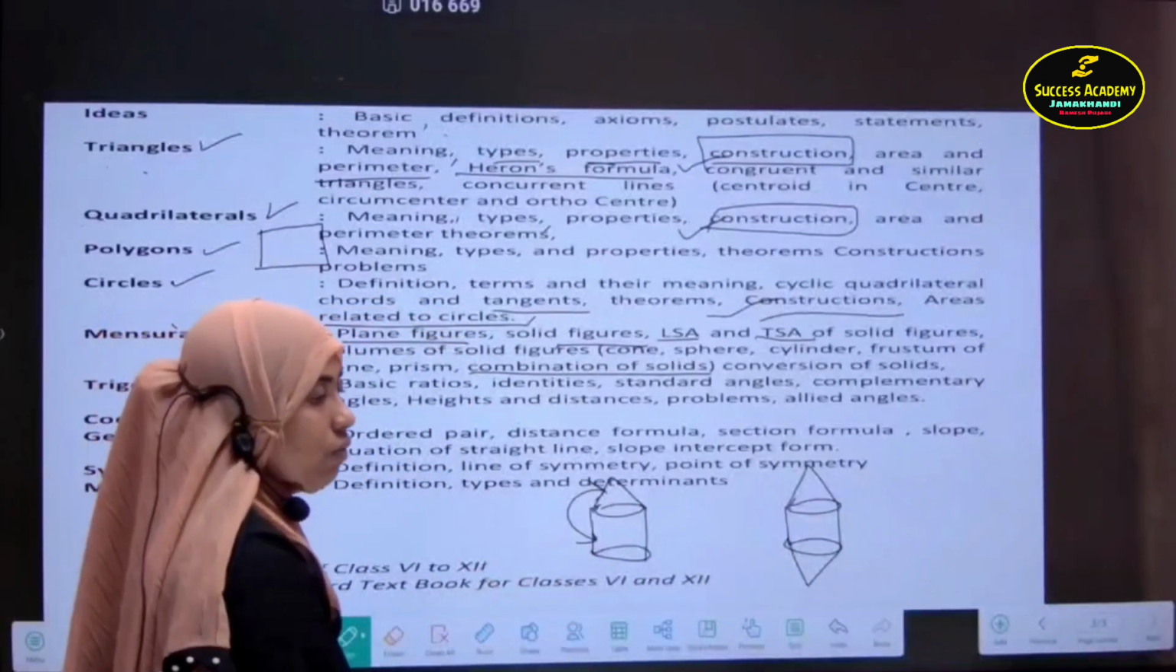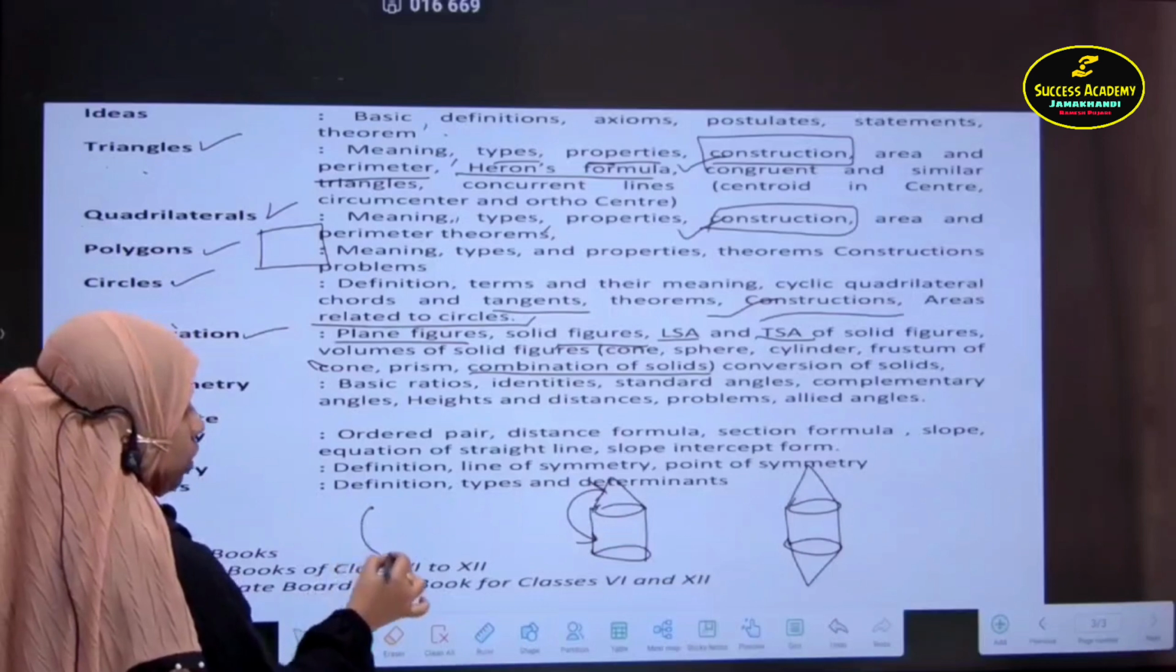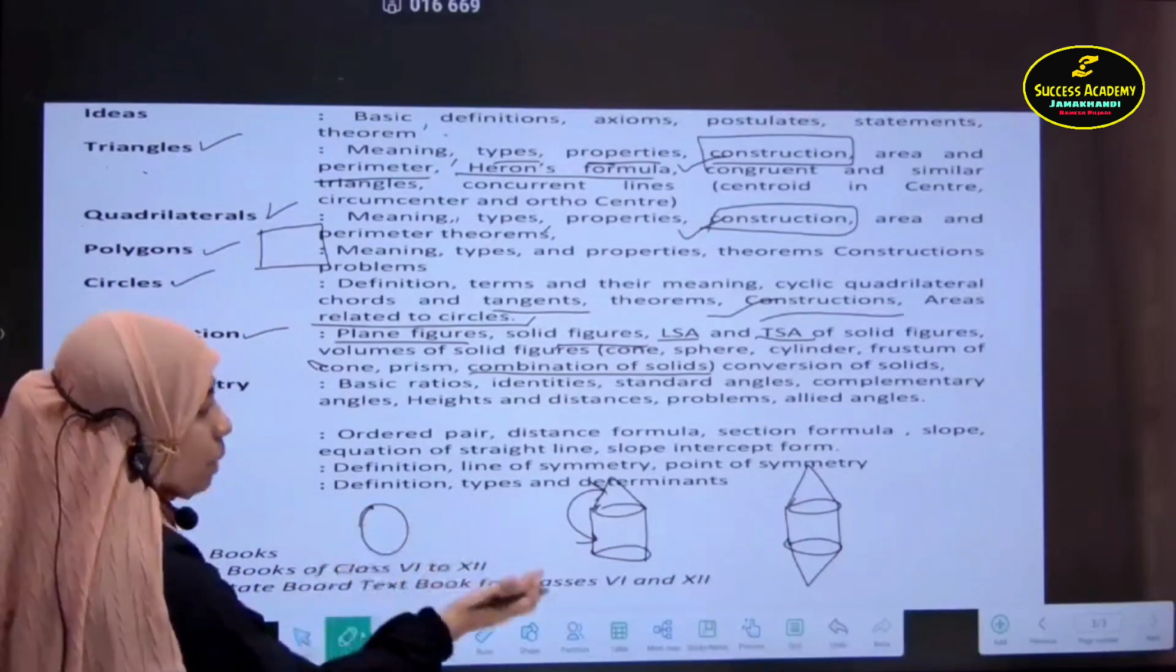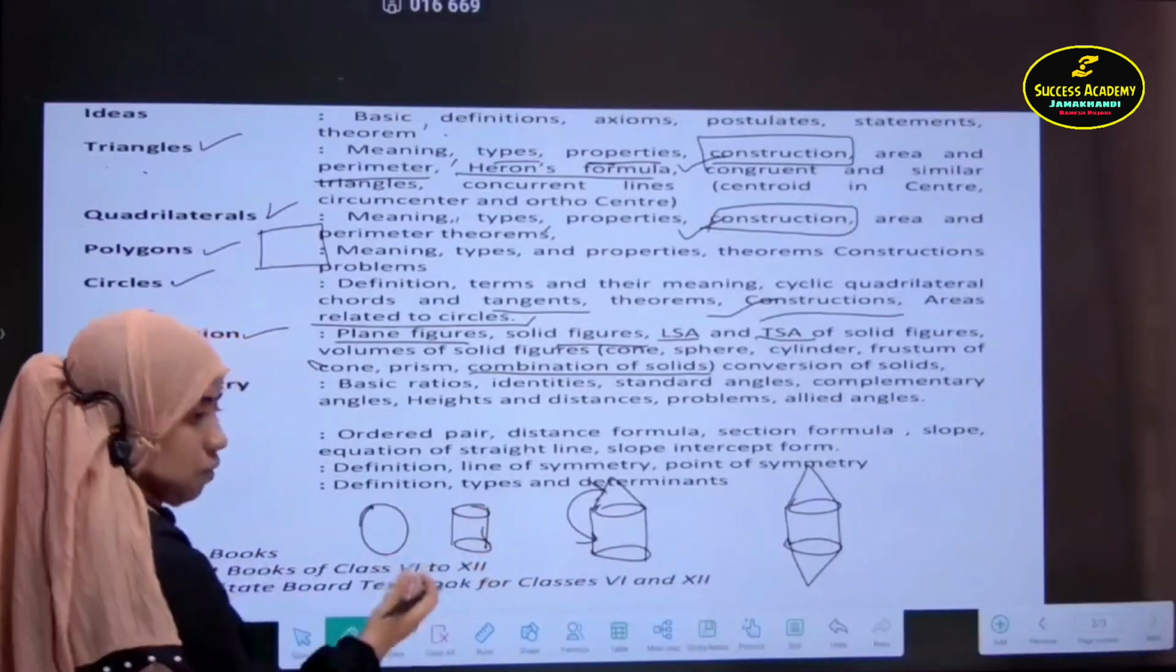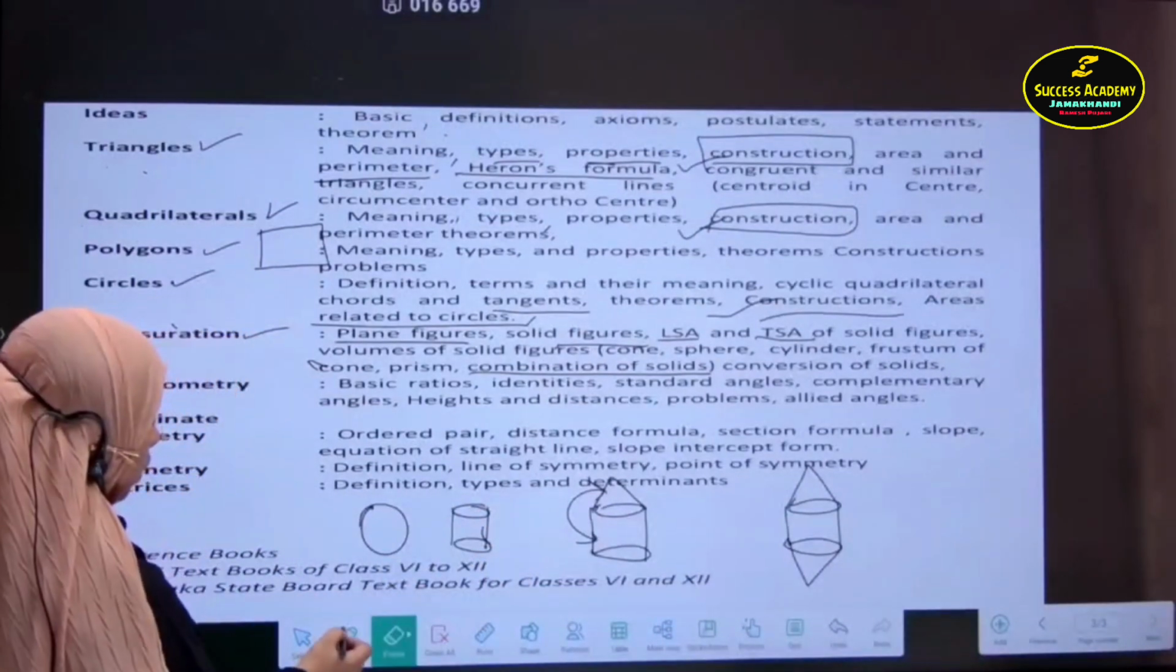And their conversion means what? One solid is in the shape of a sphere. When it is melted and recast into the shape of a cylinder, this is called conversion. Okay, conversion of the solids.